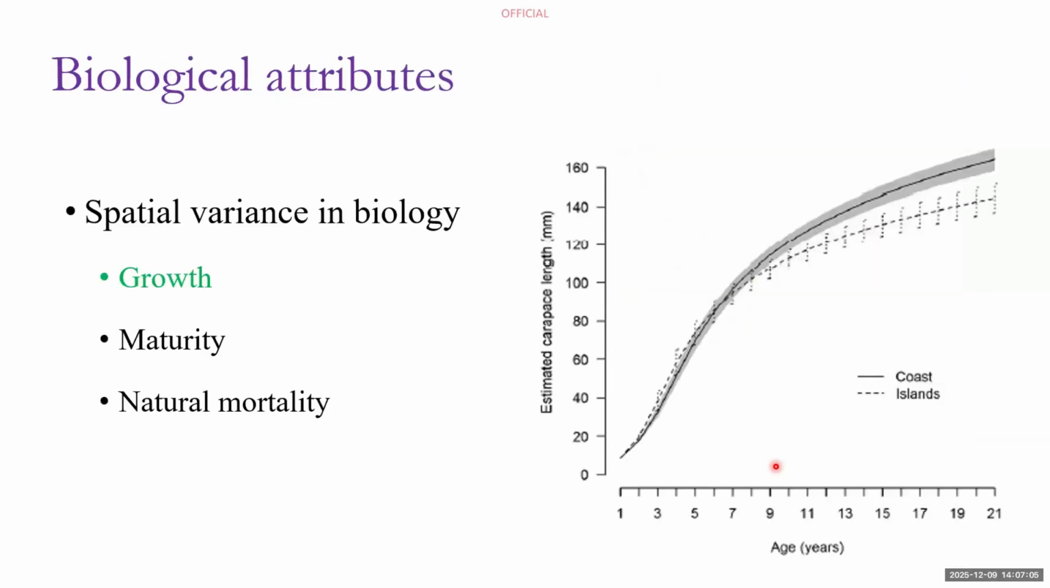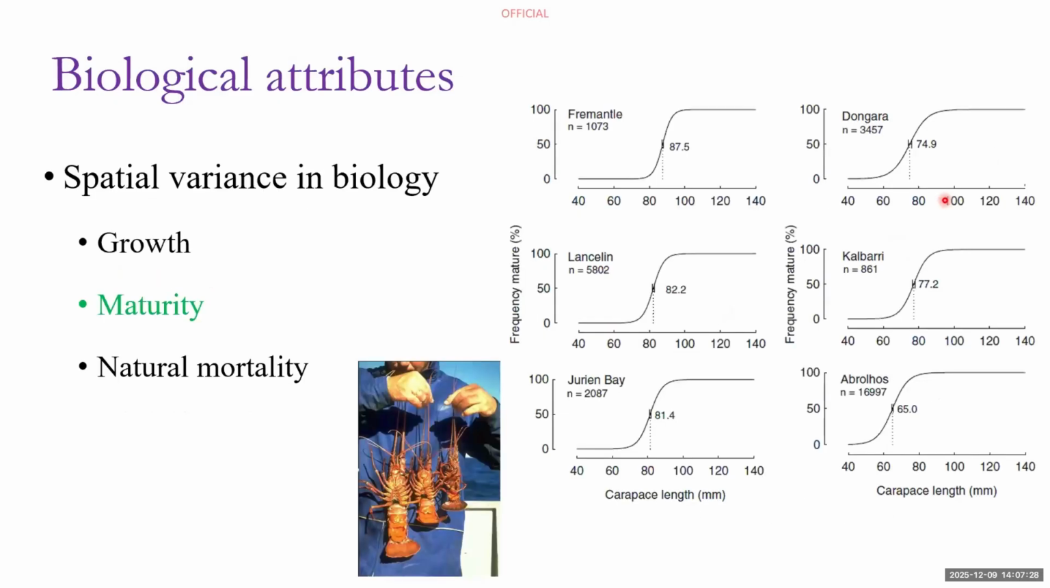For example, from some of our work using the tags, we show that we get quite different growth rates depending on where you are in the fishery. This is offshore at the Abrolhos Islands versus the coast, and we get much larger animals on the coast than the islands. This is quite extreme from north to south as well, with much larger animals to the south than the north. Another way of looking at that growth is the size at maturity.